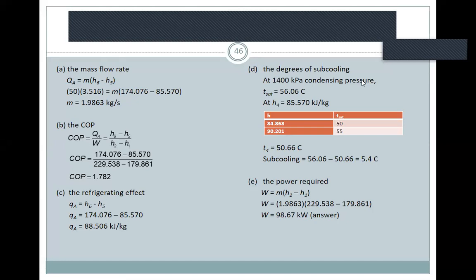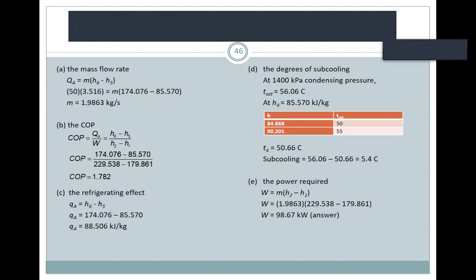Letter D, the degree of subcooling. At 1.00 kilopascal, the condensing pressure, saturation is 56.06 C. So at H4, 85.57 kilojoule per kilogram, ano yung temperature naman? So sa table, makita mo saturation niya is in between siya ng 84.868 and 90.201 ng 85.57. Saturation is 50 and 55. So T4, by interpolation, is 50.66. Subcooling is 56.06 minus 50.66, which is 5.4 C centigrade. Ito yung answer mo.